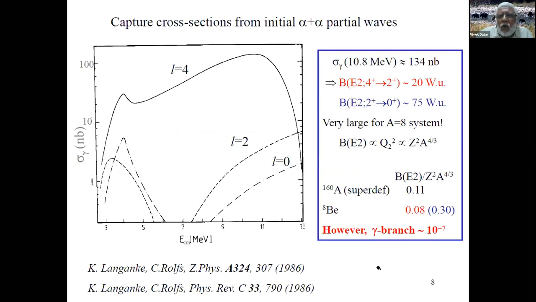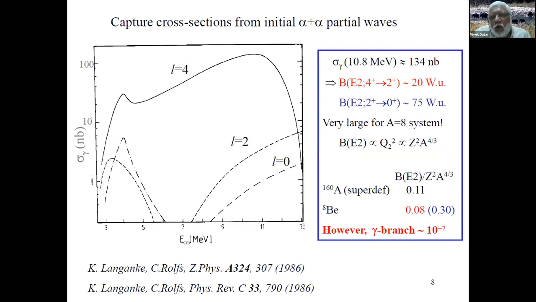Now, the radiative capture cross section was calculated for the first time by Langanke and Rawls. For the L equal to 4 channel, they calculated the capture cross section of about 134 nanobarns. And using a Breit-Wigner kind of fit, they found that the corresponding reduced transition probability is about 20 times higher than the Weisskopf estimate. Similarly, they also estimated in the other paper the BE2 for the 2 plus to 0 plus, and that was about 75 Weisskopf units. You can guess that this is very large for as light a system as beryllium-8.